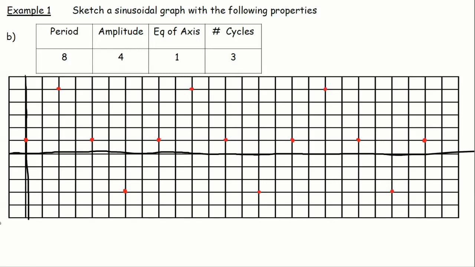Okay, so now that we've shown all our points, our last step is to draw a nice smooth curve through the points to give us our sinusoidal graph. Okay, and that is a graph. It has a period of 8 units, the amplitude is 4 units, the axis is at y equals 1, and this graph goes for 3 cycles.